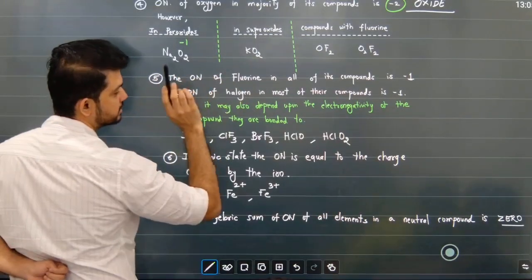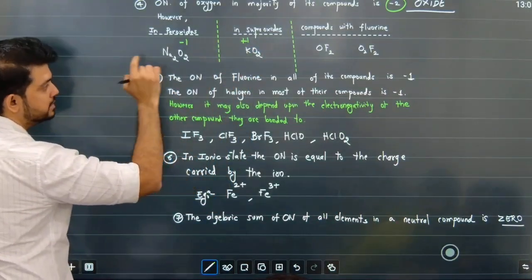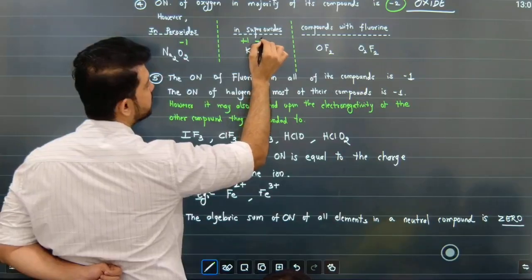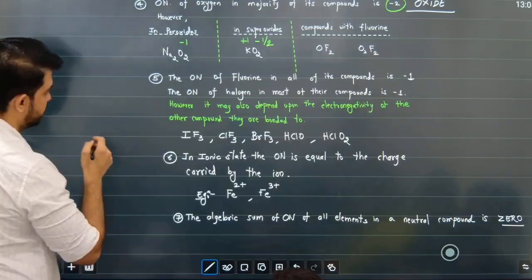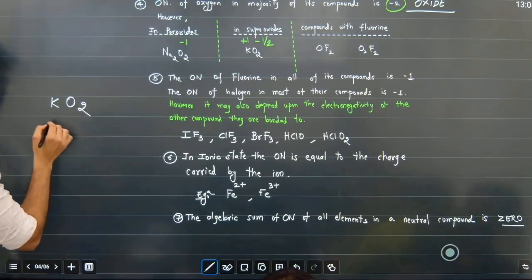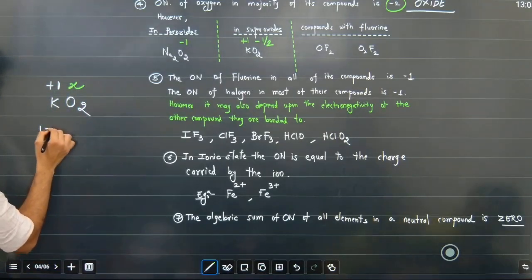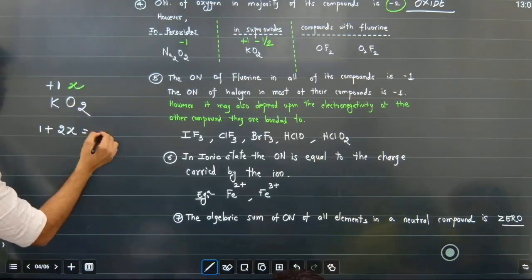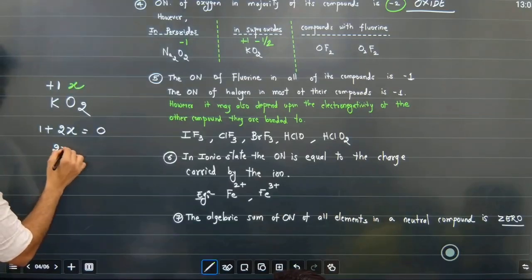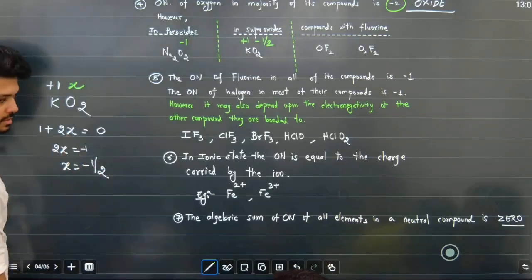In superoxides, see, what is the charge on potassium? +1. So to balance the +1, oxygen has to carry a -half, because there are 2 oxygen atoms. I repeat, what is the charge on potassium? +1. Let the charge on oxygen be x. So 1 plus 2 into x. Overall molecule is neutral. So 2x is -1. So what is the charge on x? -half.